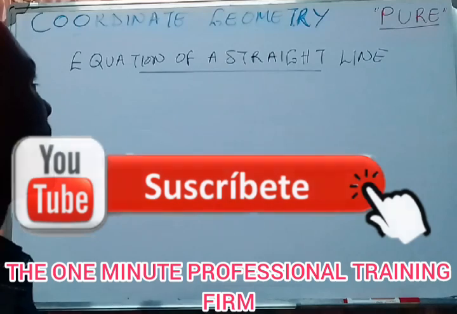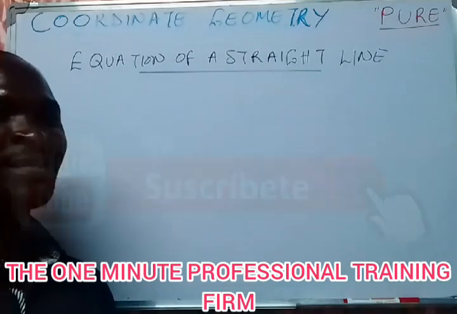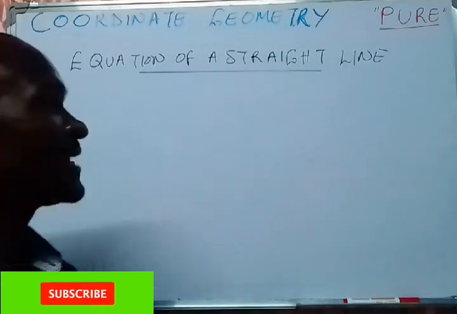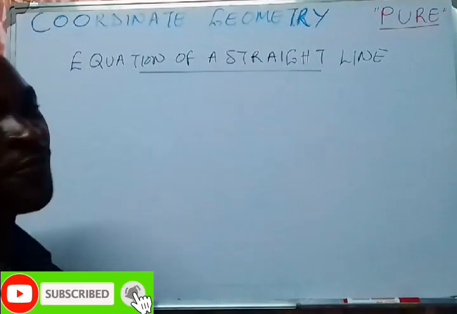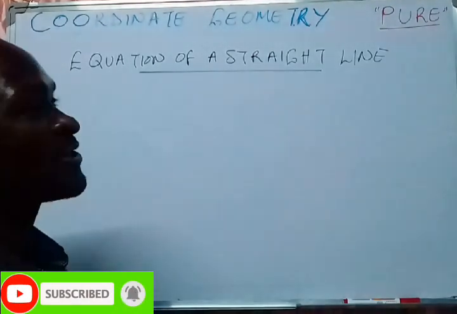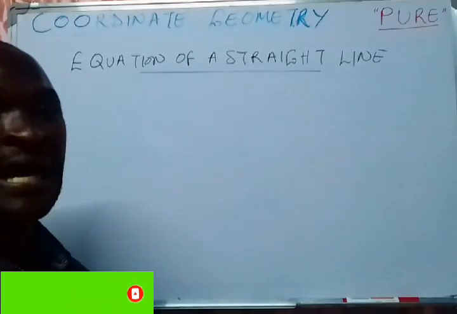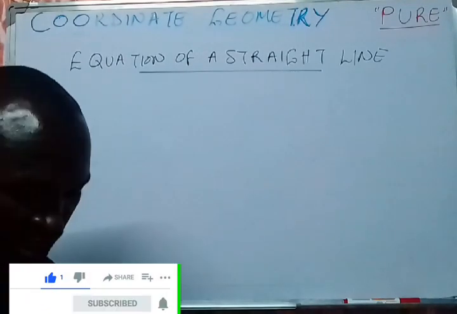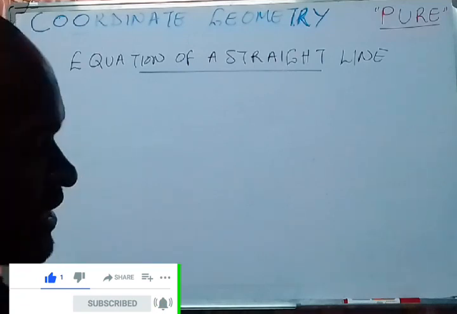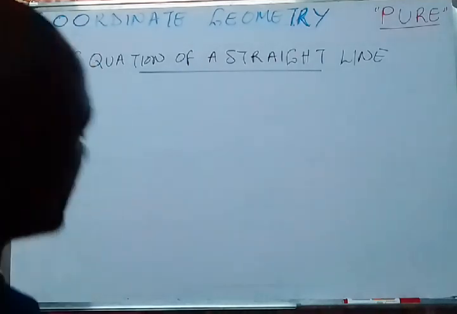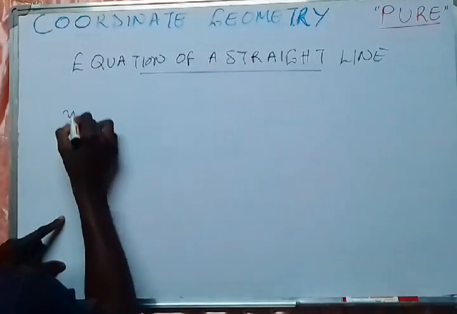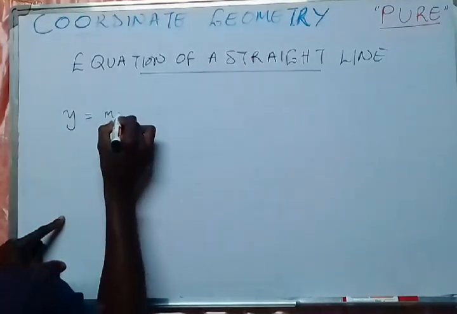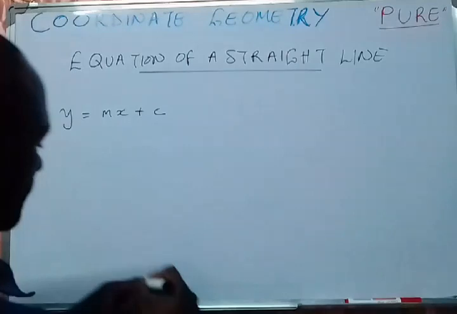Well, once again, on finding the gradient and equation of a straight line, we come to the equation of a straight line. Three equations are given that you must understand. The first equation is y is equal to mx plus c.